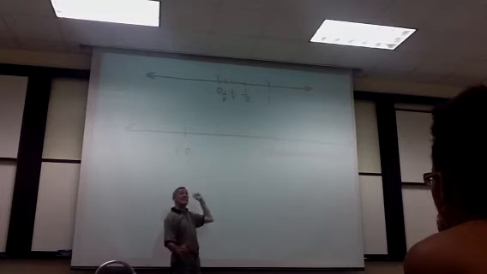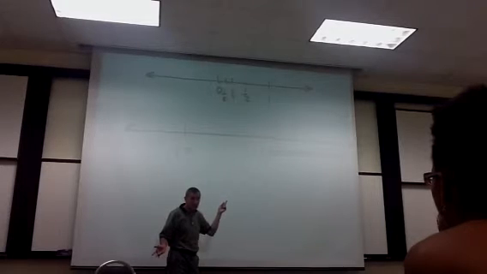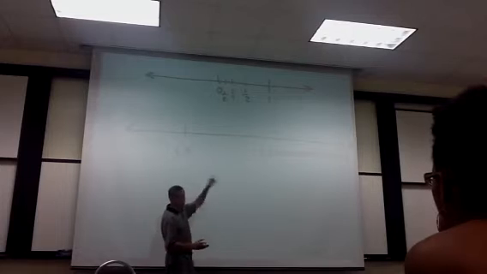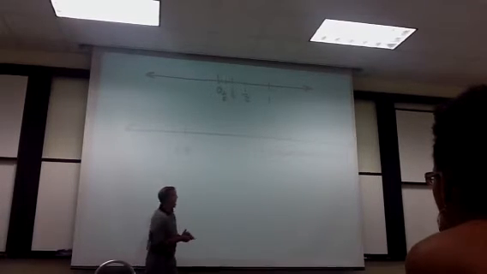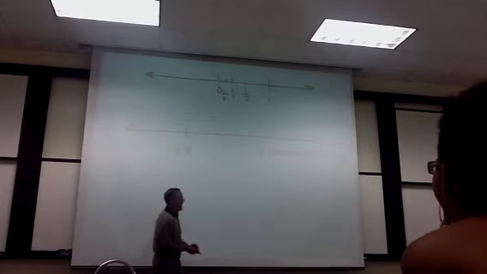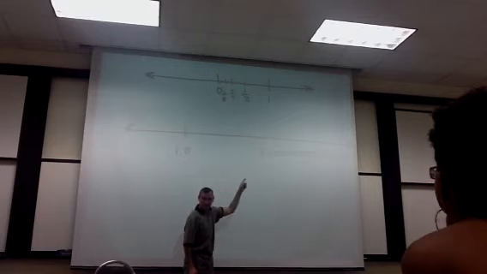These guys are like next-door neighbors on the real number line. Probably barbecue together on the weekend, carpool together. Yeah, they're real close, all right? Question. How many rational numbers do you think there are between these two numbers? Infinite. How many irrationals? Infinite.